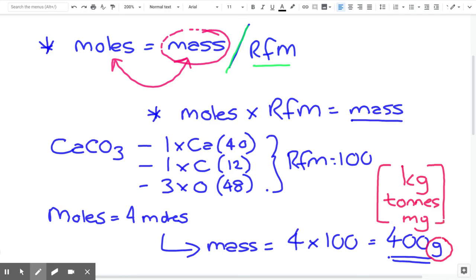However, the methodology would still be the same. You still take the number of moles, you still multiply by the RFM. You might just have a little bit of conversion of the units to do along the way.